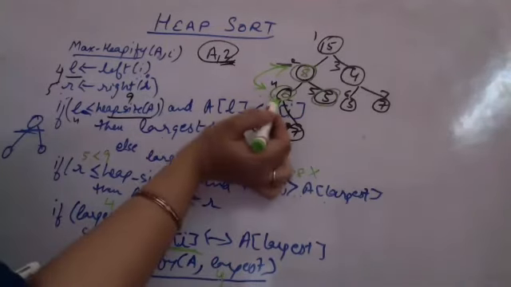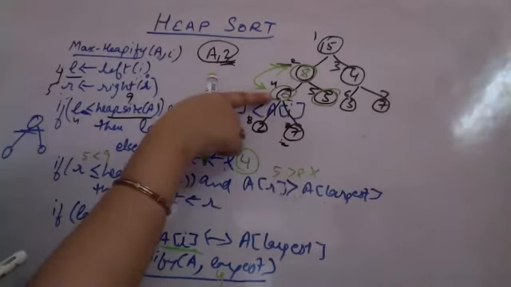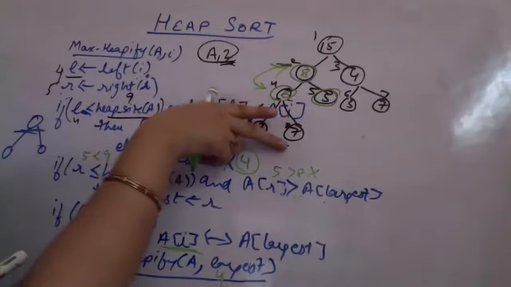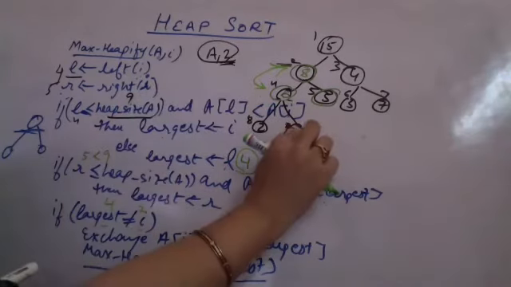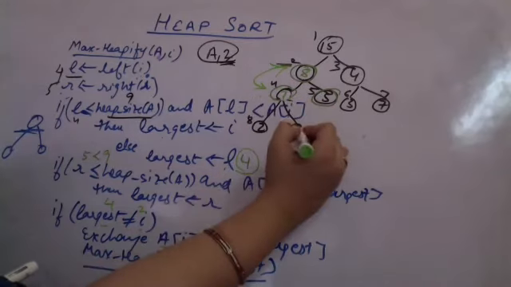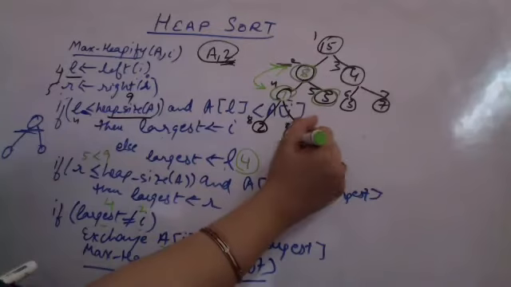For the child with which we exchanged, we call heapify again to check. So this is again called here. Now 6 is checked with 2 and with 7. 6 is not greater than 7, so in the recursive call 7 will be the largest. 6 and 7 will be exchanged. 7 will come here, 6 will come here, and again heapify will be called for this location 9.